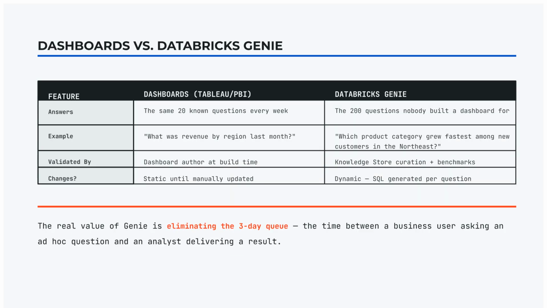Let's settle the big debate: dashboards versus Databricks Genie. Dashboards in Tableau or Power BI are fantastic at answering the same 20 known questions week after week. But Genie shines exactly where dashboards fall short, answering the 200 questions nobody ever thought to build. Example: instead of waiting 3 days for an analyst to answer which product category grew fastest among new customers in the Northeast, Genie gives you the answer instantly. The real superpower of Genie is destroying that painful 3-day ad hoc request queue. It's not about replacing dashboards, it's about filling the massive gap between them.